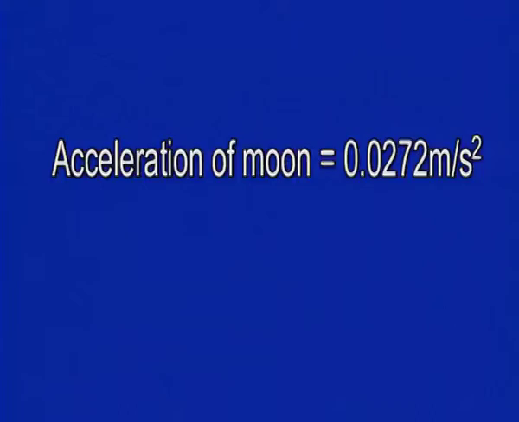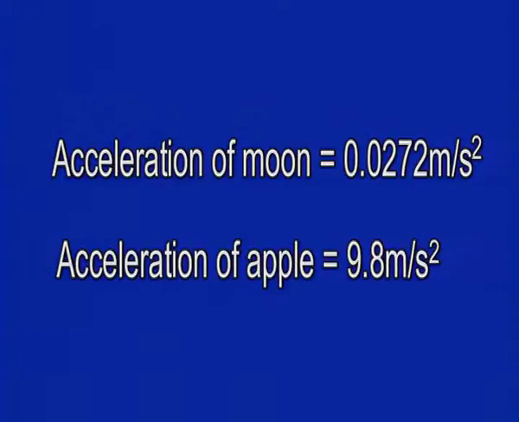It turned out to be 0.0272 meter per second square. It is much smaller than the acceleration of the apple towards the earth, which is nearly 9.8 meter per second square. How could he explain the huge difference?